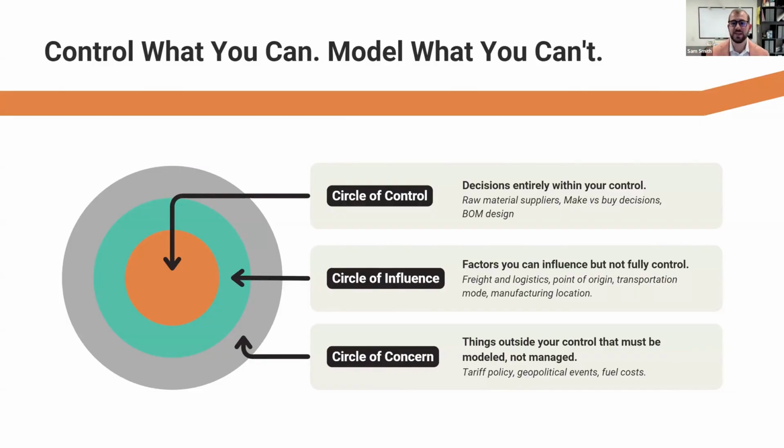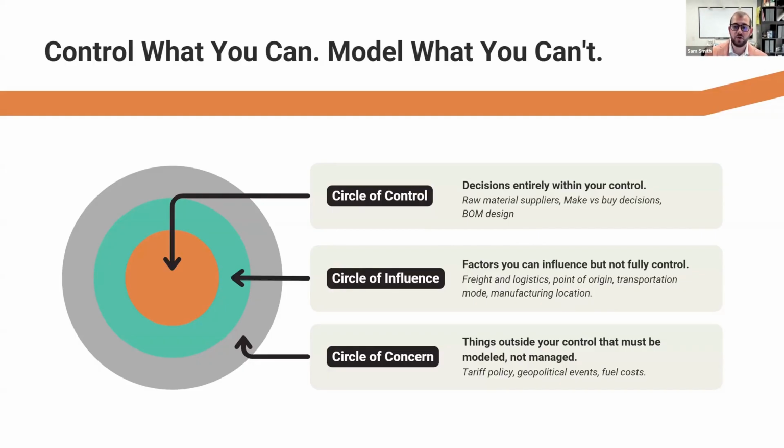The middle circle is what we can influence but not fully control. Freight and logistics, point of origin, transportation mode, manufacturing location. We may have input into these decisions, but they're often shared across divisions within our own organization or even across organizational boundaries. Your supplier might have just as much say over shipping method or ship from location as you do. Our job here is to make sure that the cost implications of each of these options is visible to everybody who has a hand in making those calls.